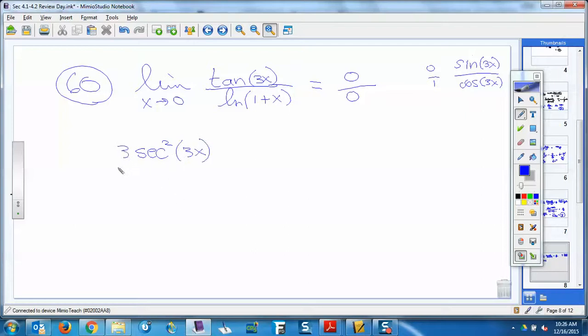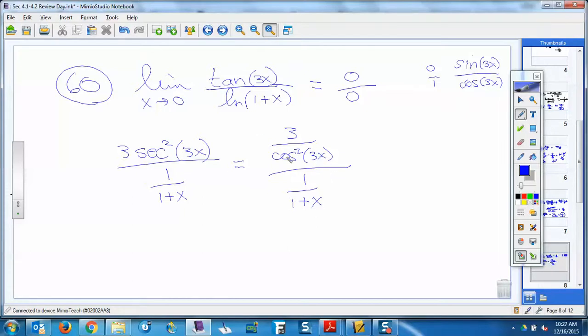Take out a 3. Over 1 over 1 plus x. Derivative of that is 1 over 1 plus x times the derivative inside, which is just 1. Okay? And now it might be good. I don't like plugging into secant. I'd rather plug into sines and cosines. So wouldn't that be this on the top and this on the bottom? Right? 3 secant squared is the same as 3 over cosine squared. So now let's plug in our 0.